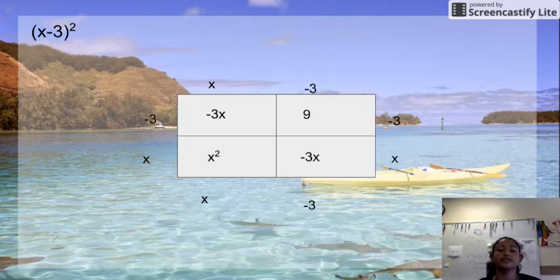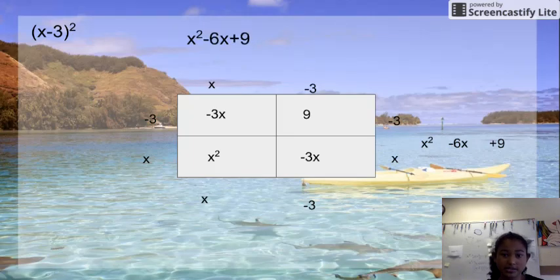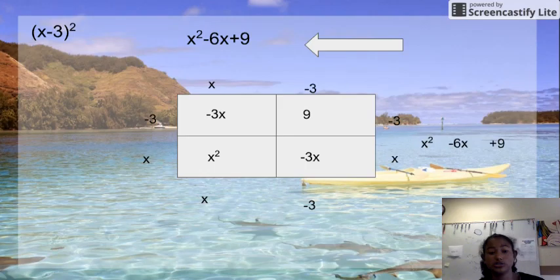So again, you want to set it up with the squareds, the variables, and then just the numbers. So you have 1 x squared, and you have 2 negative 3x's. So negative 3 minus 3 is just simply negative 6x, and then you have a 9. So you have x squared minus 6x plus 9. So that's your final answer, and that's how you solve an expression using a generic rectangle.